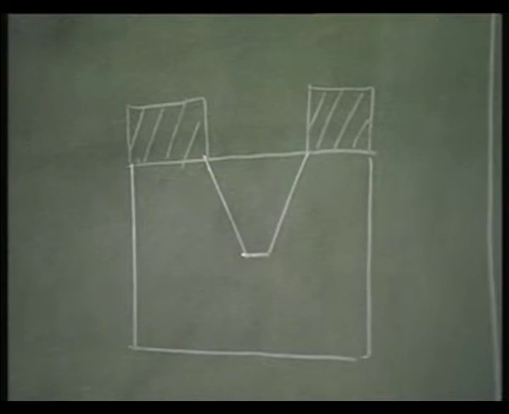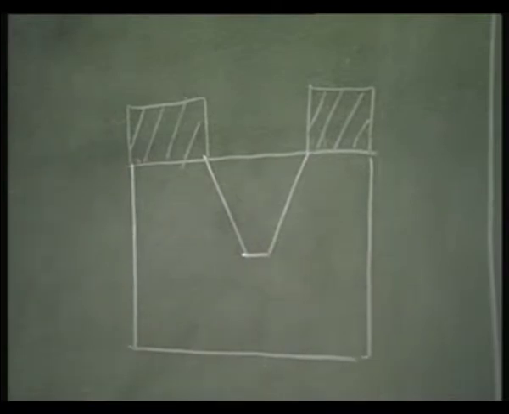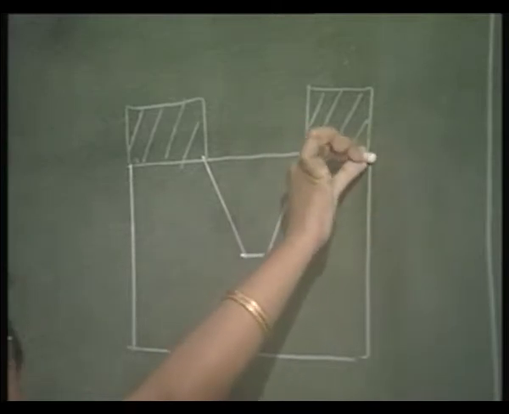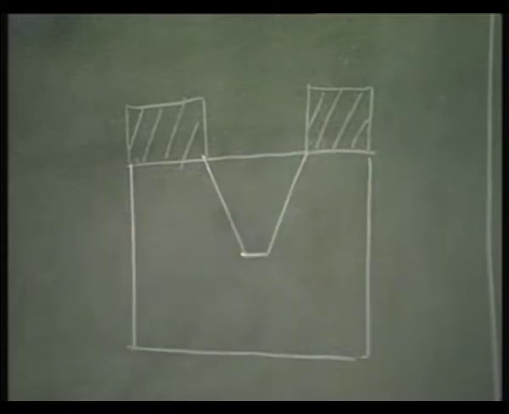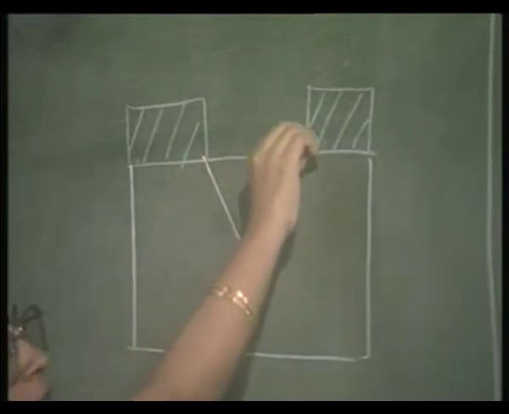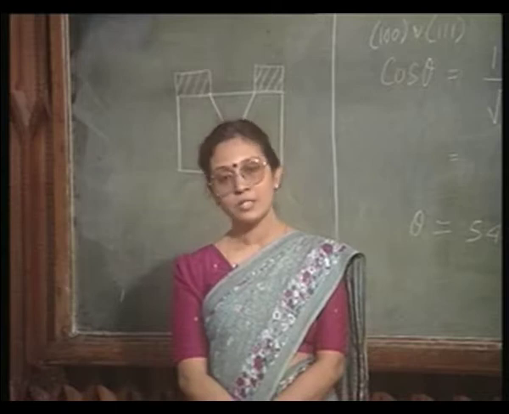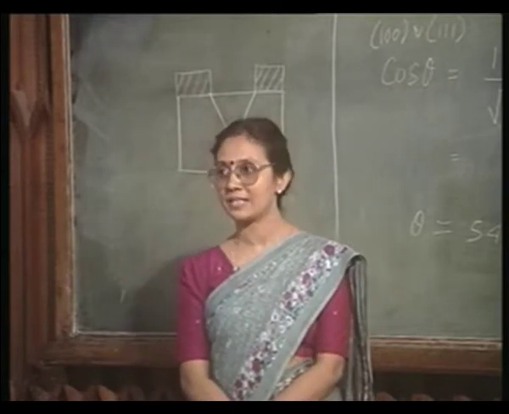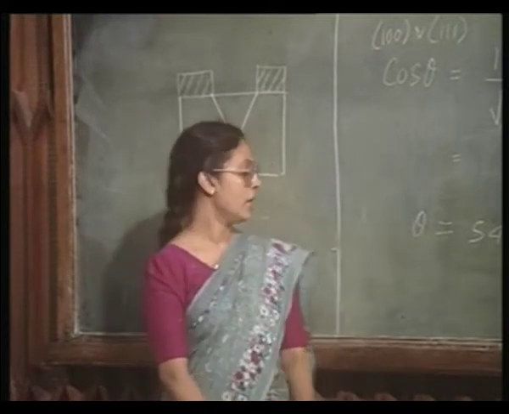And this angle is going to be 54.74 degrees. Do you realize this surface is actually my 100 plane, and what I have exposed is the 111 plane. So, this 111 plane meets the 100 plane at the surface at an angle of 54.74 degrees. So, you see there are some very interesting facts associated with these particular properties of the 100 and the 111 planes.